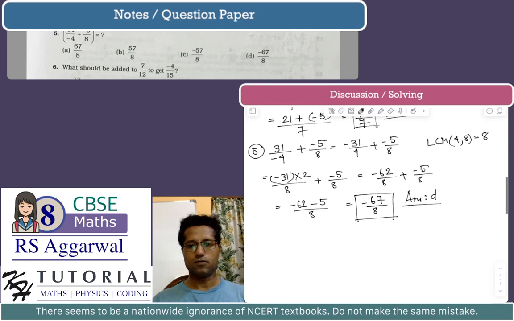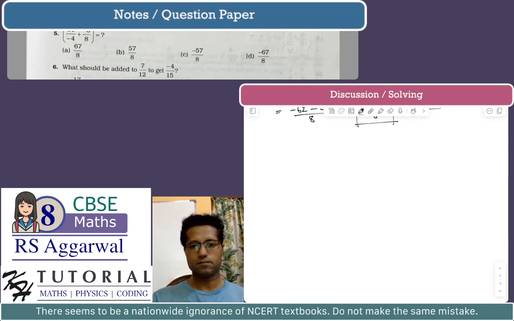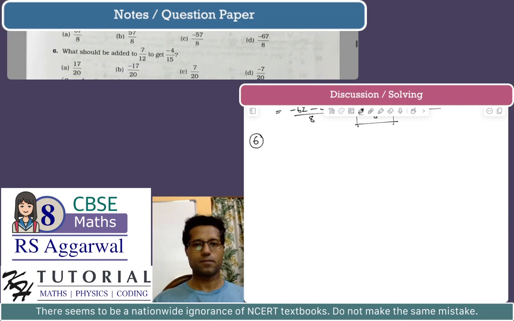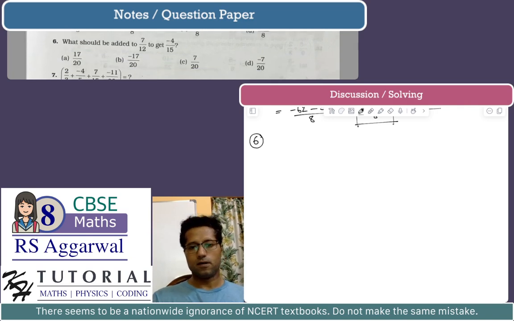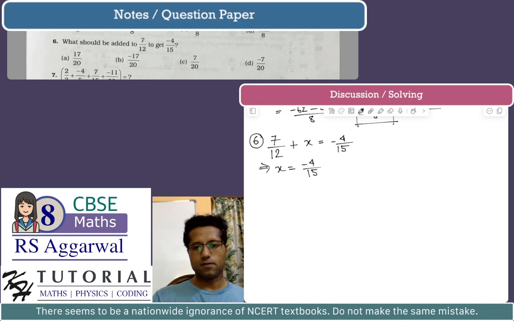Okay. Question number 6. This is a word problem. What should be added to 7 by 12 to get minus 4 by 15? So let's say x needs to be added to 7 by 12 to get minus 4 by 15. So we have 7 by 12 plus x equals minus 4 by 15. So from here we can say that x is equal to minus 4 by 15 minus 7 by 12.